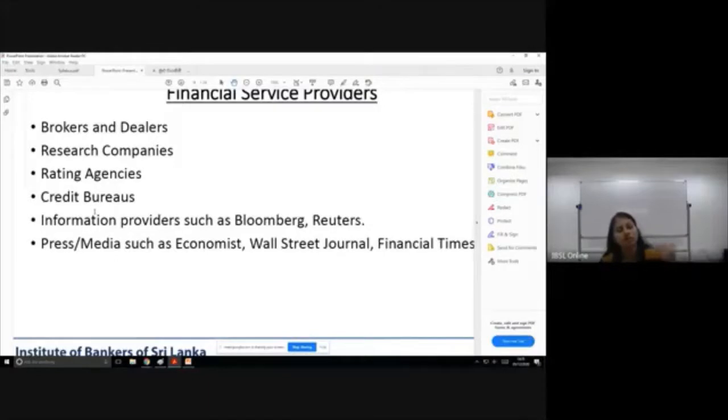Then you also have information providers in the form of Bloomberg and Reuters. In each bank, your treasury has access to these two terminals where they get the information firsthand on exchange rate, the market developments and whatnot. So they will easily pass out market information faster to the market intermediaries.